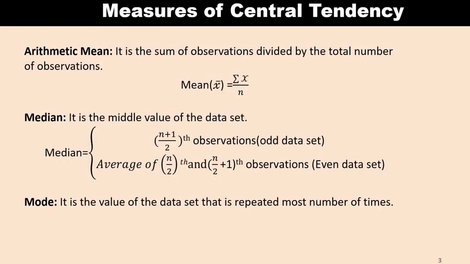Arithmetic mean is the sum of observations divided by the total number of observations. That is the formula to calculate arithmetic mean. Median is the middle value of the dataset. When the number of observations is odd, then the (n plus 1) divided by 2th observation is the median, and when the number of observations is even, then the average of the n divided by 2th and (n divided by 2 plus 1)th observations is the median. Mode is the value of the dataset that is repeated the most number of times. Let's go to RStudio and see how to calculate them in R.